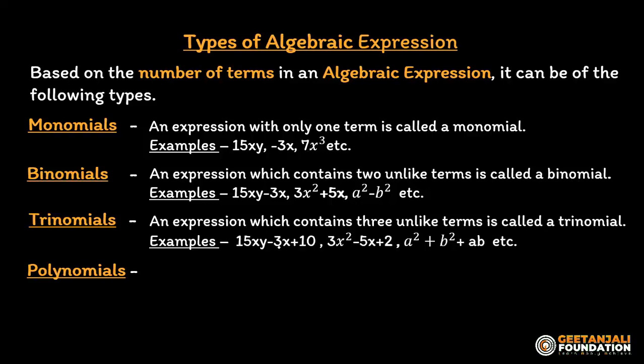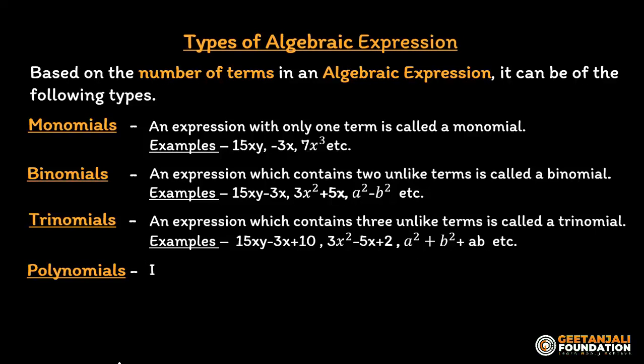So here 15xy minus 3x plus 10, you can see all these are unlike, and this is a minus sign, this is a plus sign. So this is the first term, then second term and third term, we have three terms. So this is a trinomial. Here again minus sign, plus sign separated. So this is first term, second term and third term. So this is also a trinomial. Here also a square plus b square plus ab, plus sign, plus sign. So there are three terms. So it is called a trinomial.